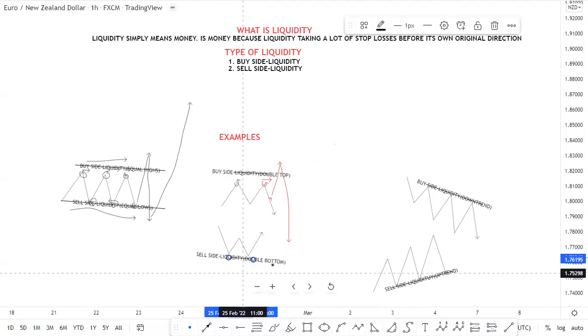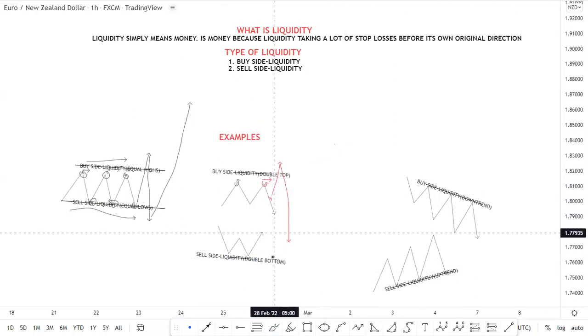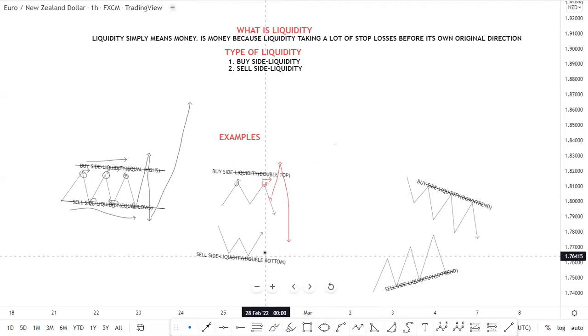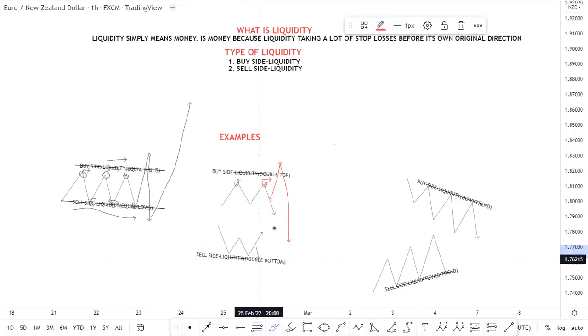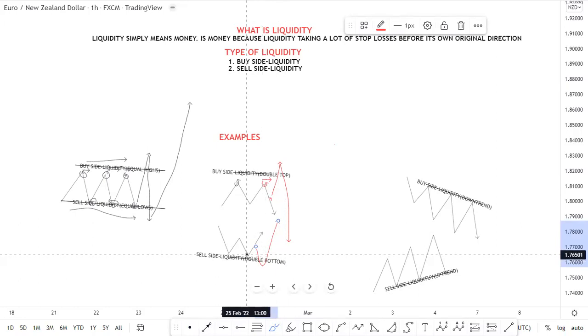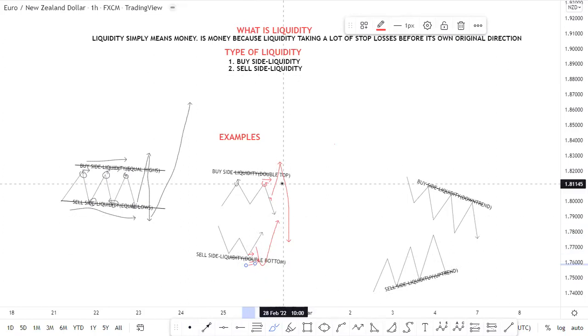This is sell side liquidity. What is happening here is the same thing, a double bottom. Price will eventually take the stop losses here before what? The up move, right? It will eventually take the stop losses because when people are buying here, their stop loss is what? Below the key level here. So price will eventually go to the downside to take the stop losses before what?